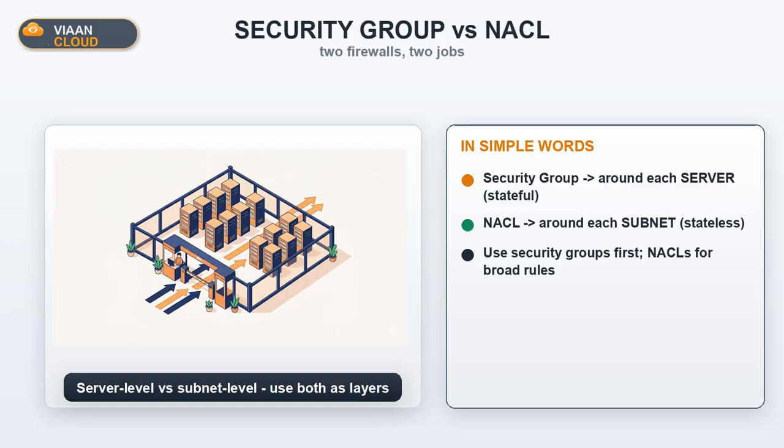Here's the simple mental model. The security group is your everyday tool. It wraps each server, it's stateful, and it can only allow. The NACL is a blunt instrument that wraps a whole subnet, is stateless, and can explicitly deny. In practice, 90% of your work is just security groups. You reach for NACLs when you need a broad, subnet-wide rule like blocking a known bad range of addresses from an entire tier. Think of them as two layers of defense, the gate of the compound and the lock on each door.